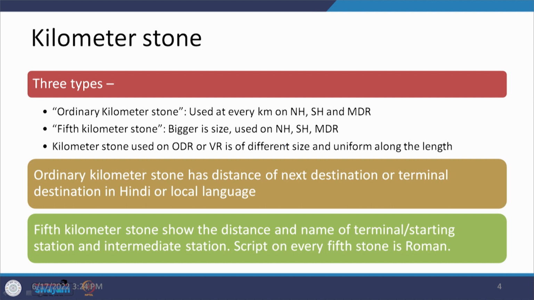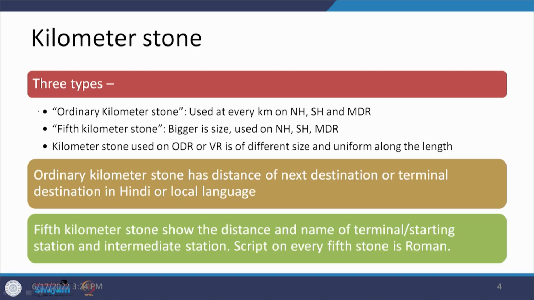Now, these kilometer stones are provided on the side of the road so as to tell the road user, whether vehicle driver or passenger, what the distance of their destination is at that particular location. These stones can be of three types. One is the ordinary kilometer stone, which is used on every NH, SH and MDR. Then there is the fifth kilometer stone, which is bigger in size and is again used on these three types of road facilities. And then there are kilometer stones which are used on ODR or VR.